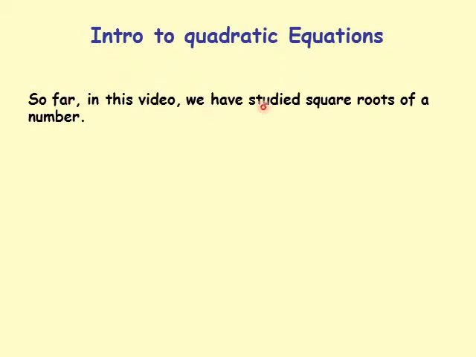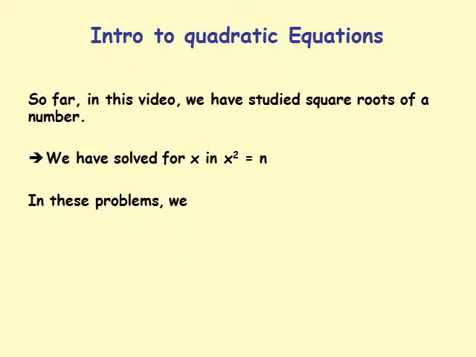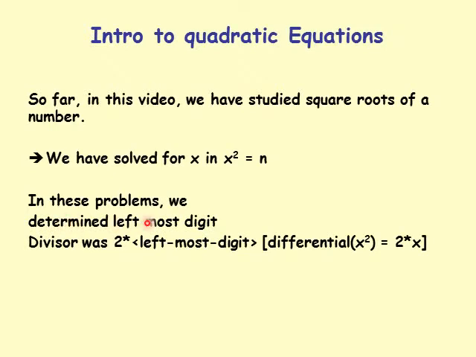So far in this video we have studied the square root of a number. That problem is we try to solve for x in x squared equals n. In these problems we have determined the leftmost digit. This is what we did. The divisor was twice that number, which is also the first differential of x squared. That is x squared here, and the first differential is 2 times x. We found the first digit of x, and that is what we used twice of as a divisor.